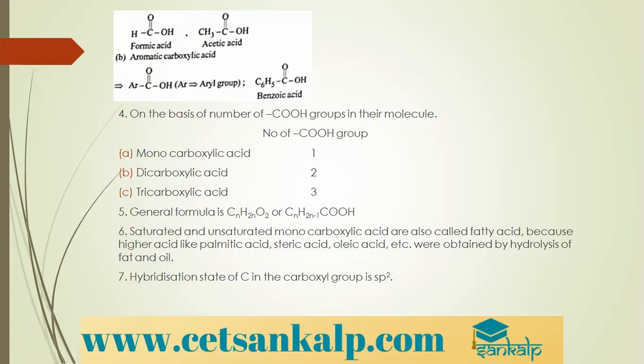On the basis of the number of COOH groups present in the molecule, we classify carboxylic acids as monocarboxylic acid. As the term suggests, mono stands for one, so there is only one COOH group. Dicarboxylic acid, two COOH groups. Tricarboxylic acids, three COOH groups. Now, what is the general formula of the homologous series of carboxylic acids?